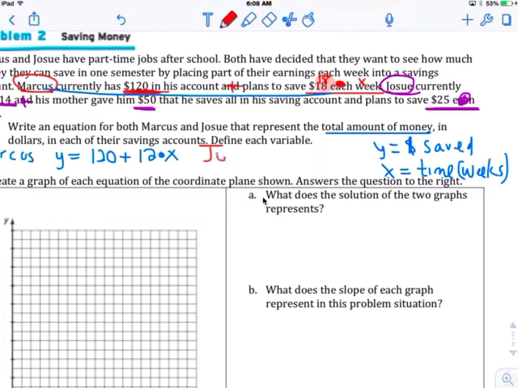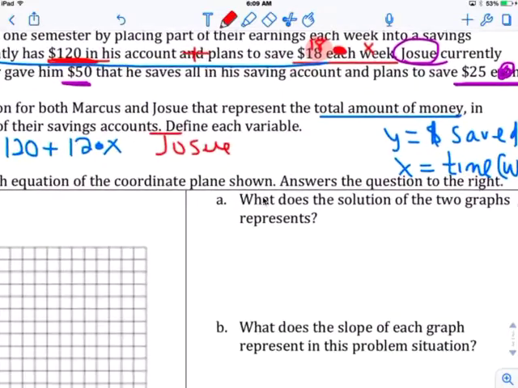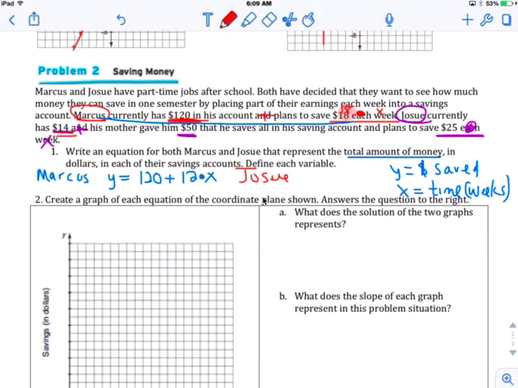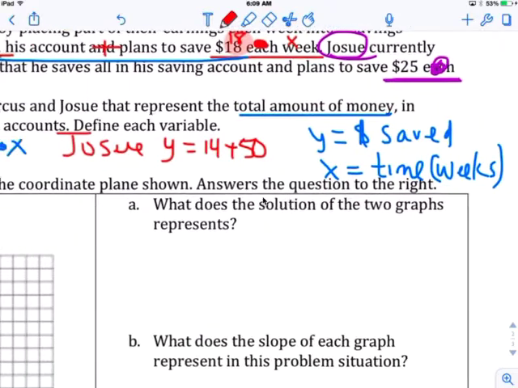Here's Josue. He currently has $14, so his savings is $14, and his mom gave him $50, plus the $50, and he plans to save $25 a week. So for Josue, y equals $64 plus 25x, not 2x. That's Josue.